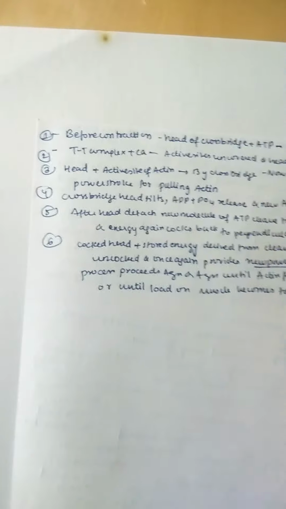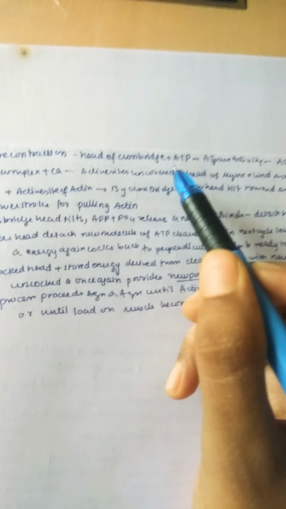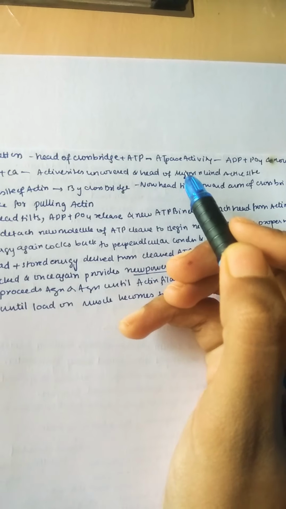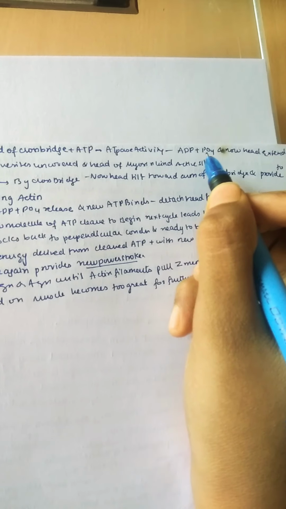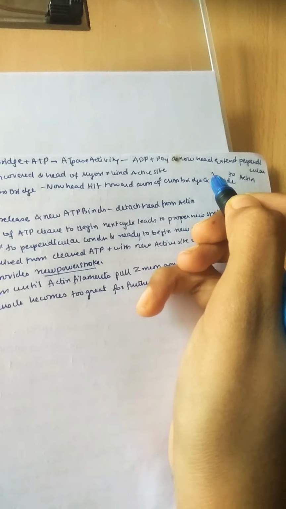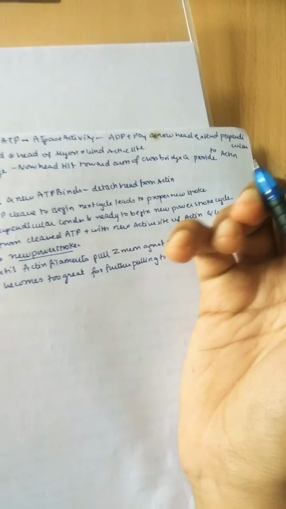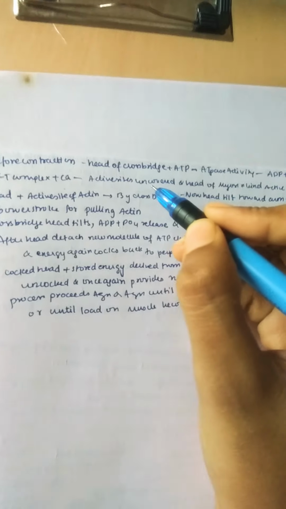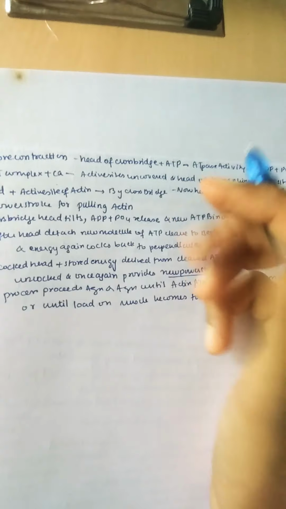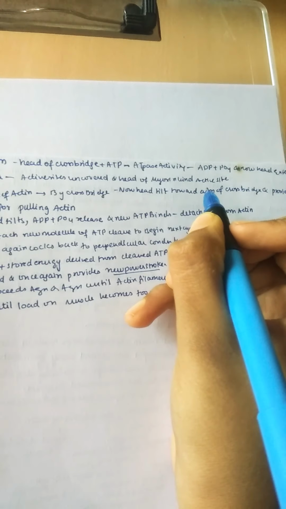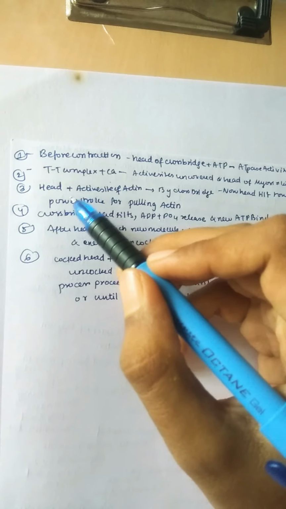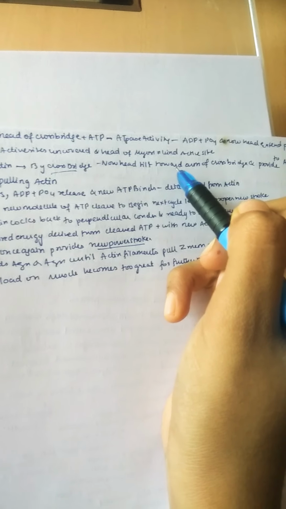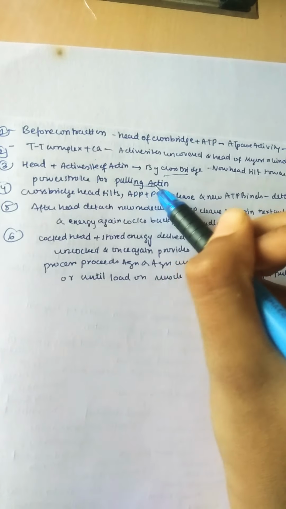So you can see here the first process is before contraction. What happens, the head of the cross-bridge is attached with the ATP, and the ATPase activity is present in the head of myosin. So it is broken down into ADP and phosphate, and now the head is extended and perpendicular to the actin. So the second, the troponin-tropomyosin complex is now attached with the calcium, so it activates and it is uncovered. The activated site is now uncovered, and the head of myosin now can easily bind to the active site of the actin. So the head binds with the active site of actin by cross-bridges. So now the head tilts toward the arm of the cross-bridge, and it provides us the power stroke for pulling action. So this is what you can see, the power stroke action.